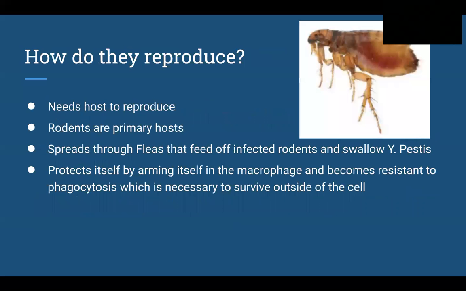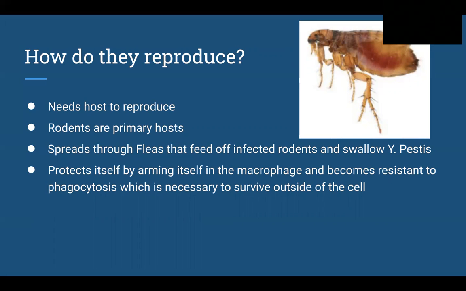And so then how do they reproduce? In order for them to reproduce, they need a host, obviously. Some of the most primary hosts are rodents, but there's also humans. And how they spread is basically once the rodent is infected, the fleas come in and feed off these rodents, right? So when they're feeding, they also swallow Yersinia pestis.